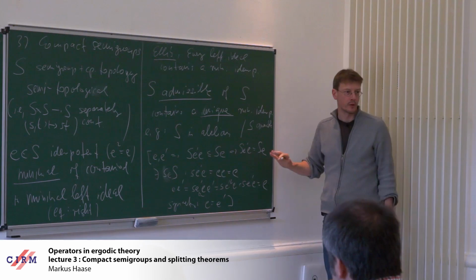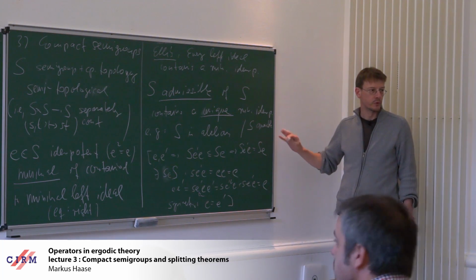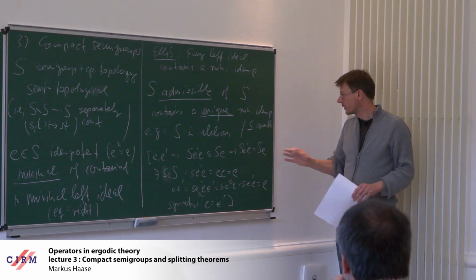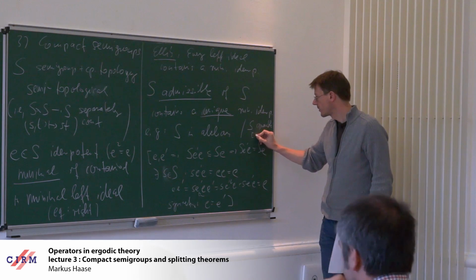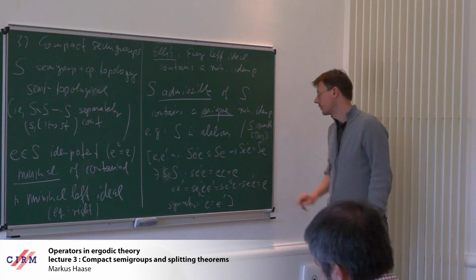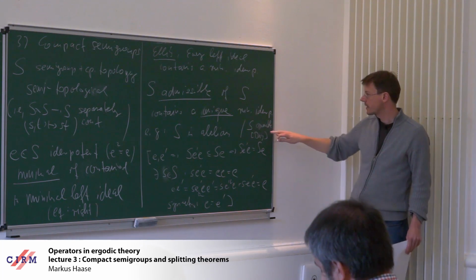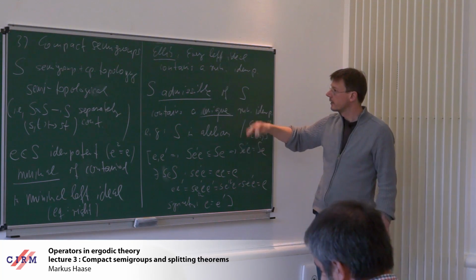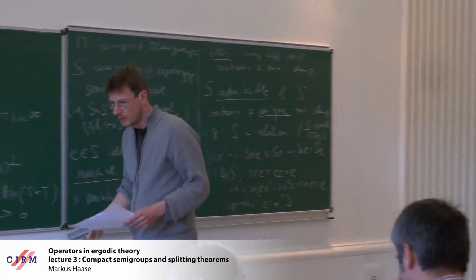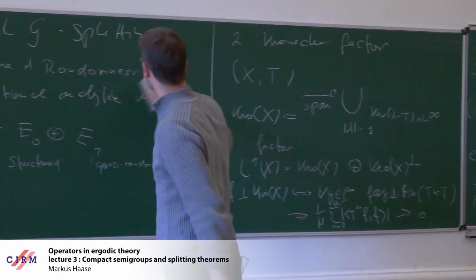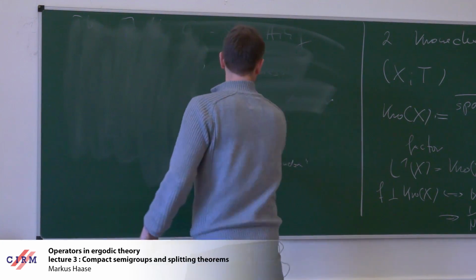I don't want to say more about this notion. Many of you have heard this in the context of groups. There's a corresponding theory of semigroups when they are amenable, that goes back to Day, also in the 50s, I guess. And so if S is amenable, then S is automatically admissible. But for our purposes, abelian is actually sufficient.